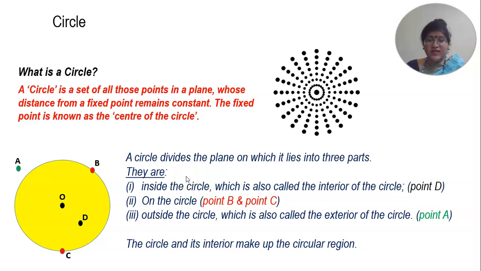So A is in the exterior of the circle. You could get a question like this. A circle divides the plane on which it lies into how many parts? So the answer is 3. Inside the circle, outside the circle, and on the circle.